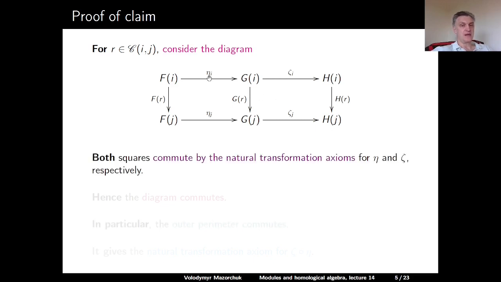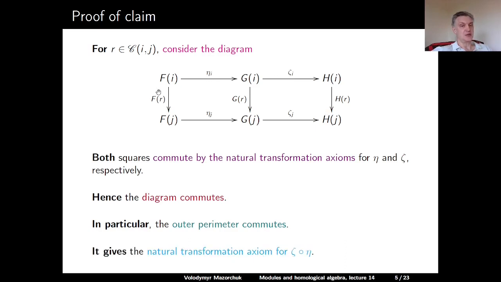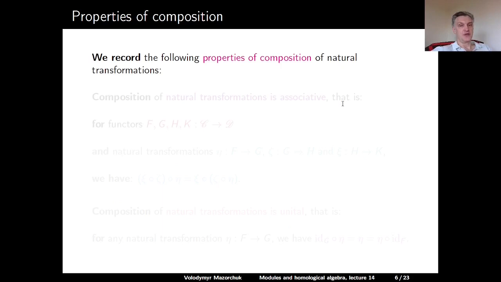So in this diagram, the first square commutes because eta is a natural transformation from f to g. And the second square commutes because zeta is a natural transformation from g to h. But then the whole diagram commutes. In particular, the two paths on the perimeter of the diagram, they commute. And this means exactly that zeta after eta is a natural transformation from f to h, and completes the proof of our claim.